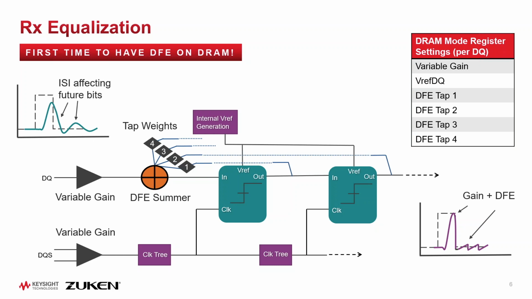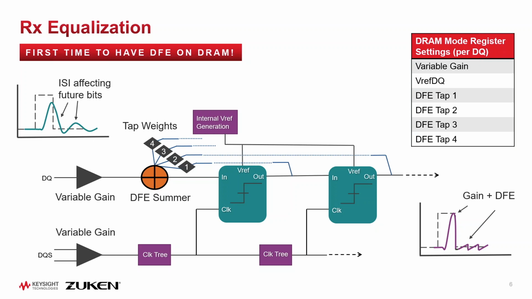You can see from this diagram that we've got two slices which are making the decision thresholds. They are then feeding back into the DFE taps. And in the bottom right-hand side, you can now see what the variable gain has done to equalize the main pulse and what the DFE has done, that's decision feedback equalization, to remove the signal energy that was in those next unit intervals.